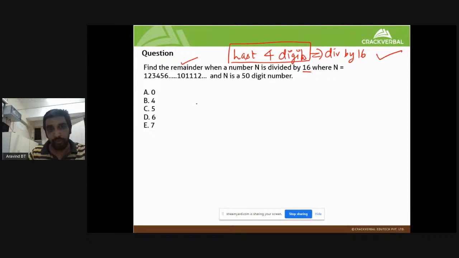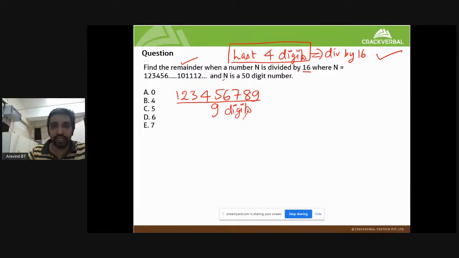So the slightly complicated task at hand is to find the last 4 digits, because I've not given you the last 4 digits. So that is where you have to exercise a little caution. So you can probably spend time on writing down the first few digits. So you know this part has 9 digits.